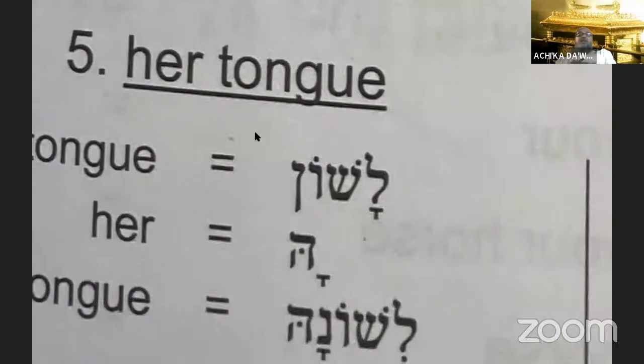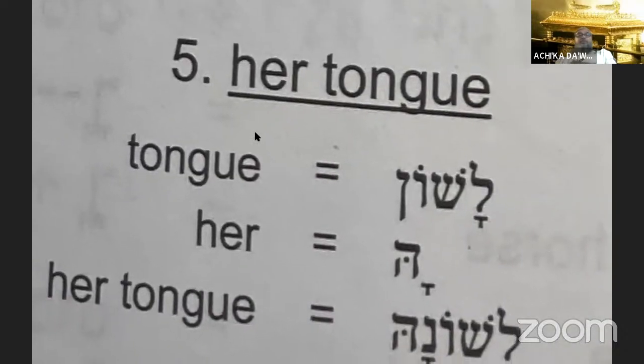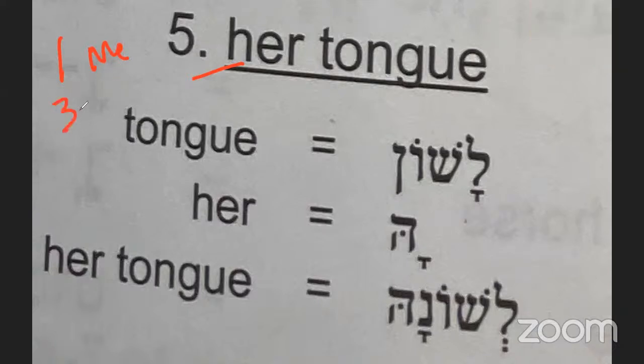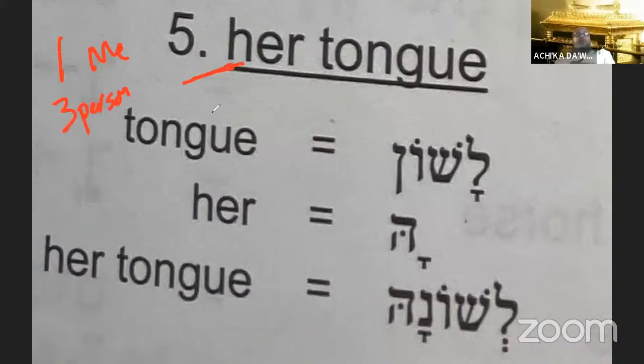Okay. Here it is. Her tongue. So what do we know? It's her tongue. It belongs to her. Her is the first person, second person, third person. What is that? Is it a first person, meaning I or me, or you, or us? No. This right here is a third person, because we're talking about her.